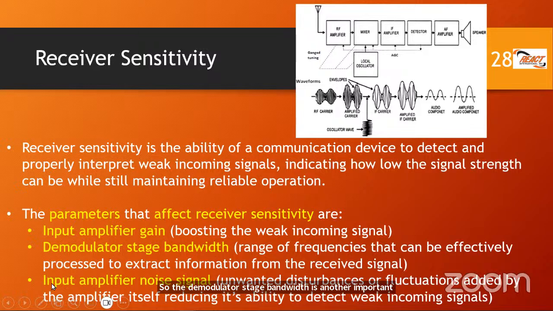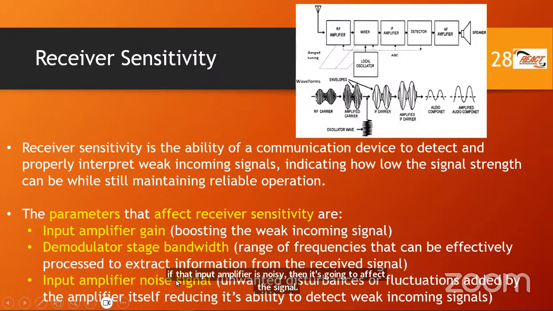And the last one is the input amplifier noise signal. So if that input amplifier is noisy, then it's going to affect the signal. If that noise floor is too high based on the amplifier properties, then we will not be maximizing the opportunity to receive weaker signals. So these are the three parameters associated with our receiver that cause it to be either less or more sensitive.